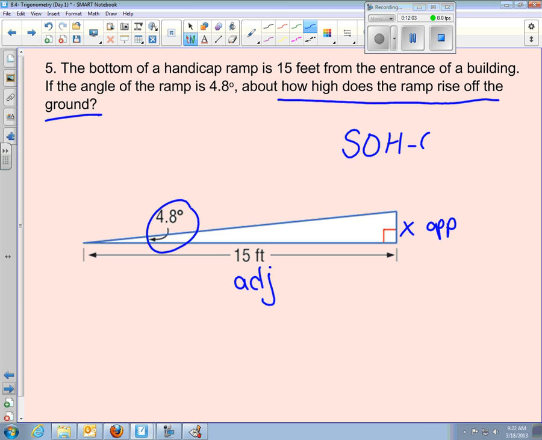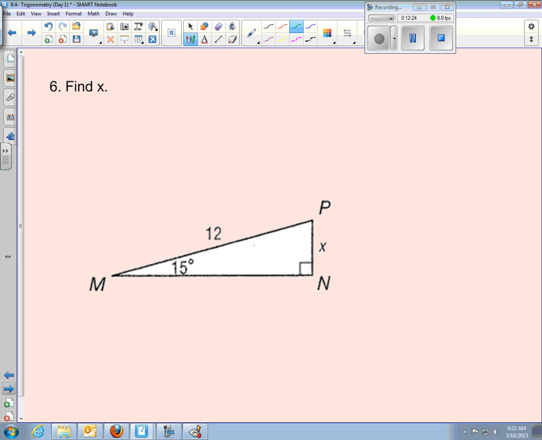So SOH CAH TOA tells us that we have opposite and adjacent. So again, we're going to use that tangent. So let's just get it written out together. Tangent of the angle equals opposite over adjacent. All right, I set it up for you. So this time I want you to finish it out and come with that answer for tomorrow.